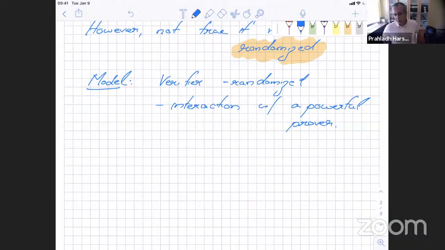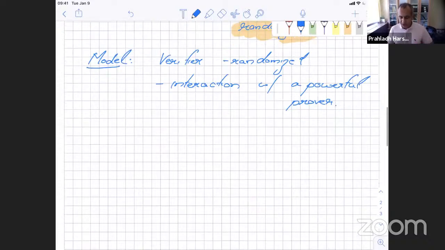There's no difference in the two models. What you're stating is that the proof is going to be given to you as an exponentially long proof, but based on the random coins, the verifier will look at only a polynomial-sized part of the proof. So this is the same for me as having an interaction with a powerful prover. Anyway, I haven't defined anything formally, so it is feasible that there might be something that escapes this definition.